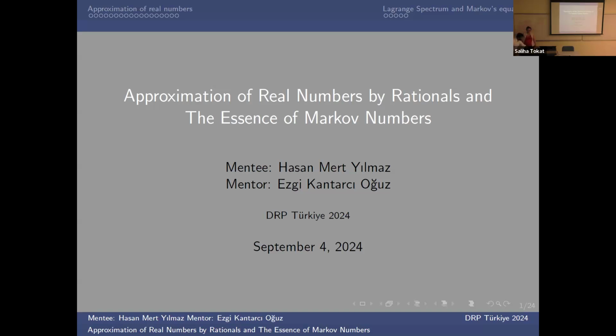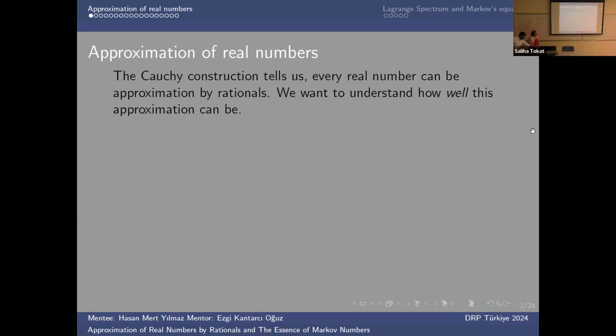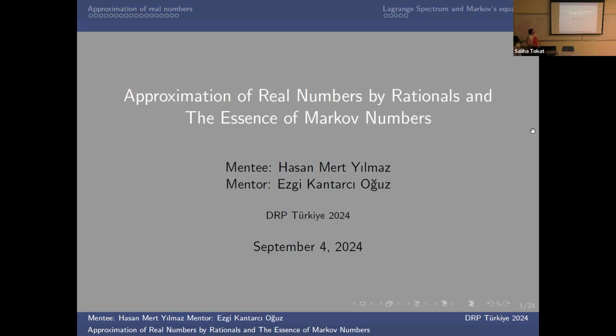So Hasan is my other brilliant student from Galatasaray University to talk about another side of Markov numbers. This is going to be the number theoretical side, and it's going to be a story about rational approximations, which I think is very, very interesting. I was surprised that we were never taught this in school, like in university.